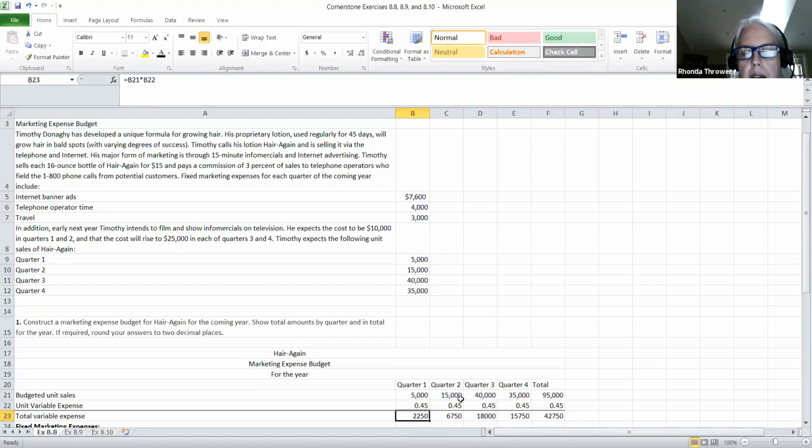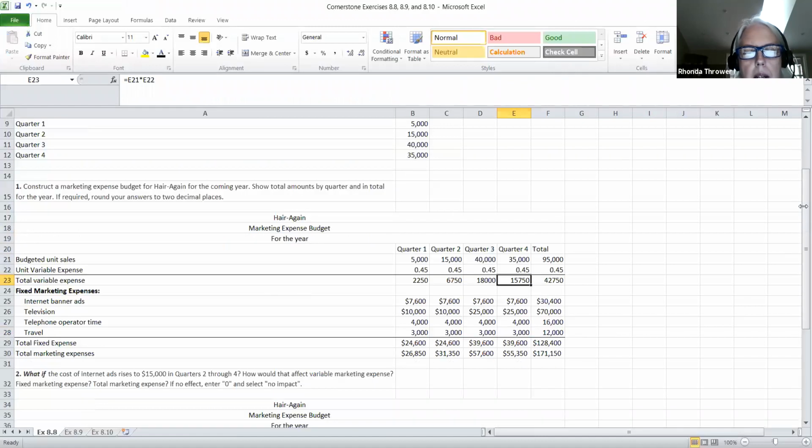Multiply 45 cents times 15,000 for the second quarter, and that will give you $6,750. 45 cents times 40,000 will give you $18,000. And then 45 cents times 35,000 will give you $15,750. And then what I did is I added all the way across, and I got a total amount of my variable expense for the whole year at $42,750.